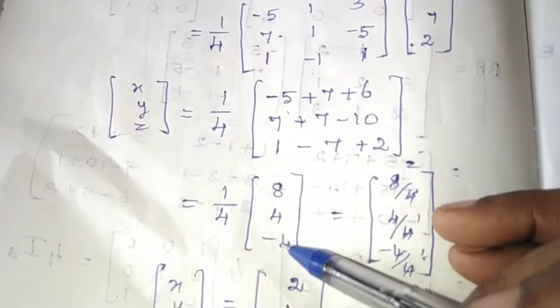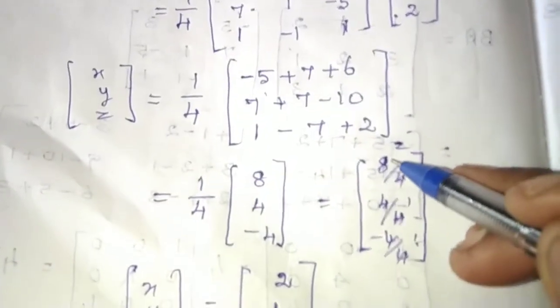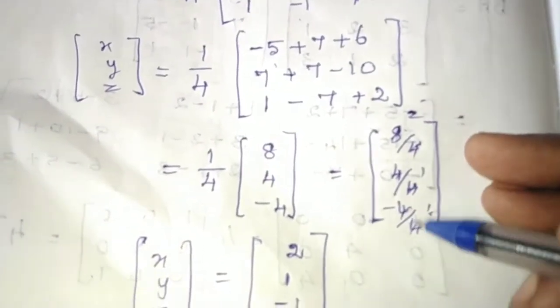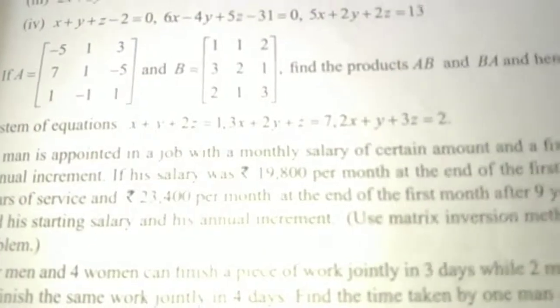Each and every term divided by 4. Cancel. Here 2, here 1, here minus 1. Now x y z equals 2 1 minus 1. x equals 2, y equals 1, z equals minus 1. You get the answer. And see the third sum.